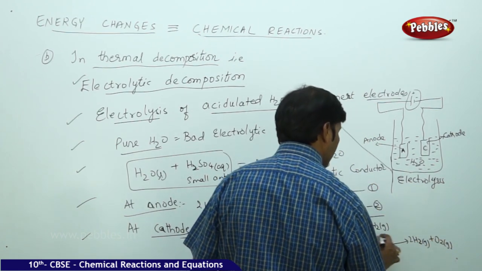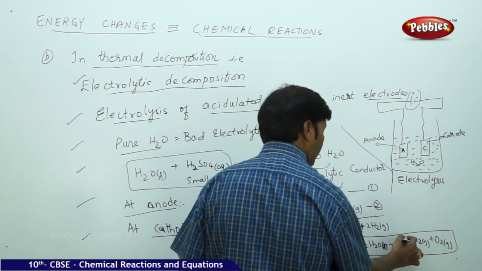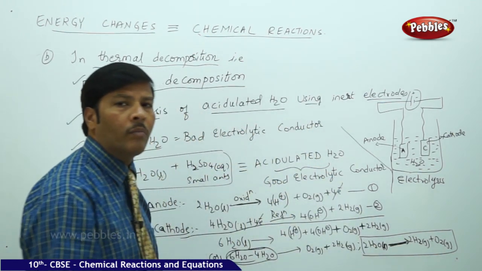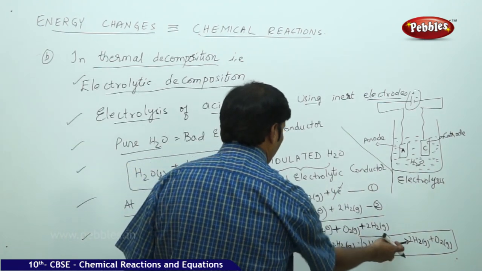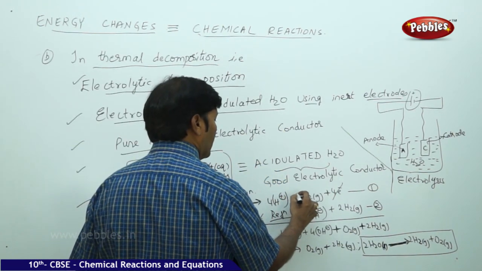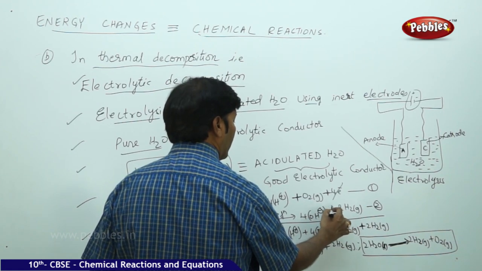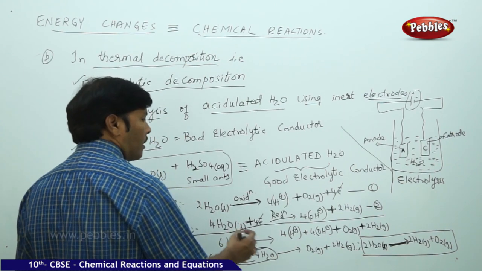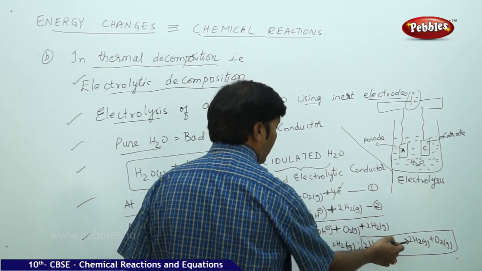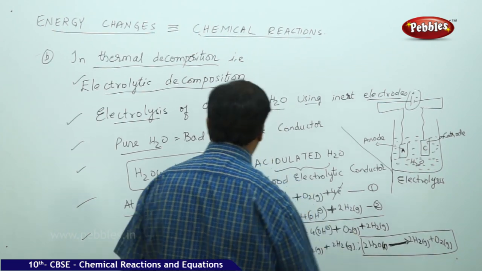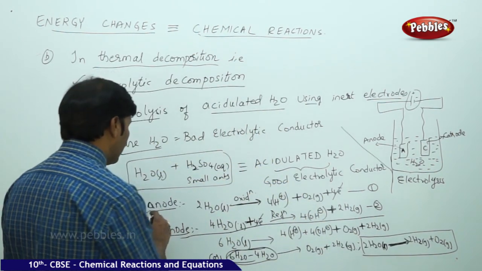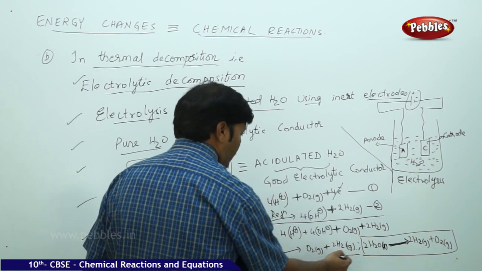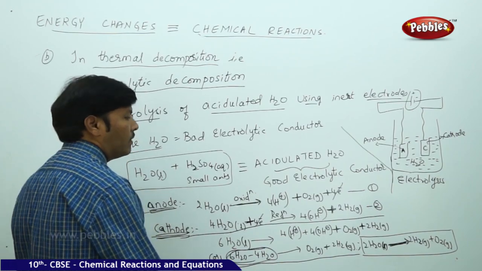So this completes the electrolytic decomposition of water. Here I am marking all the separations very clearly with a positive sign, no confusion. It is a very important reaction in which the electrolytically decomposed water molecules give 2 moles of hydrogen gas and 1 mole of oxygen gas. These are the anodic reactions, these are the cathodic reactions, and this is the net equation which you have to understand.